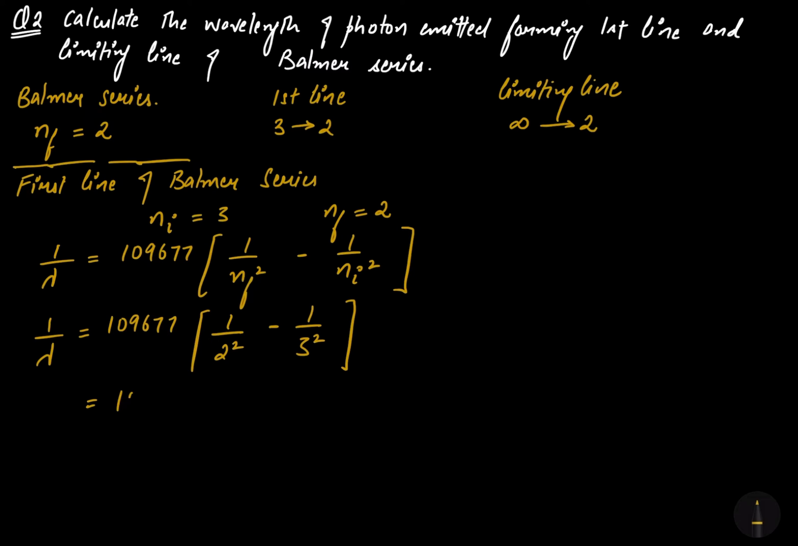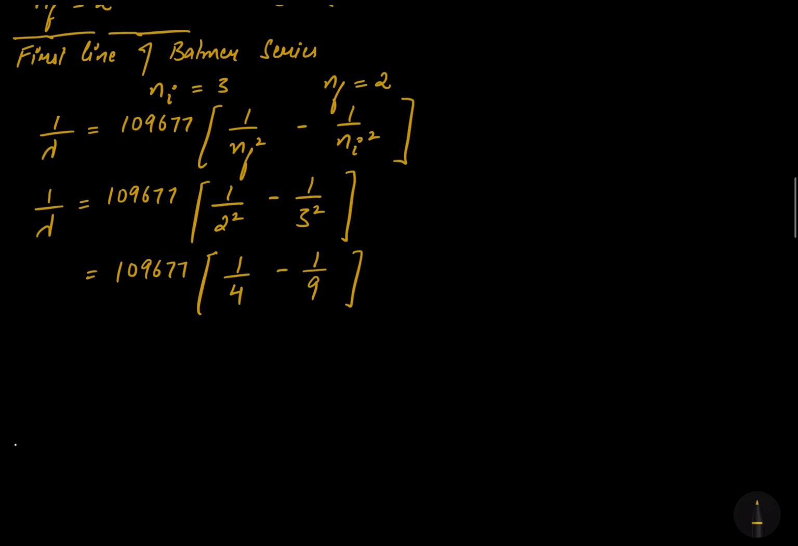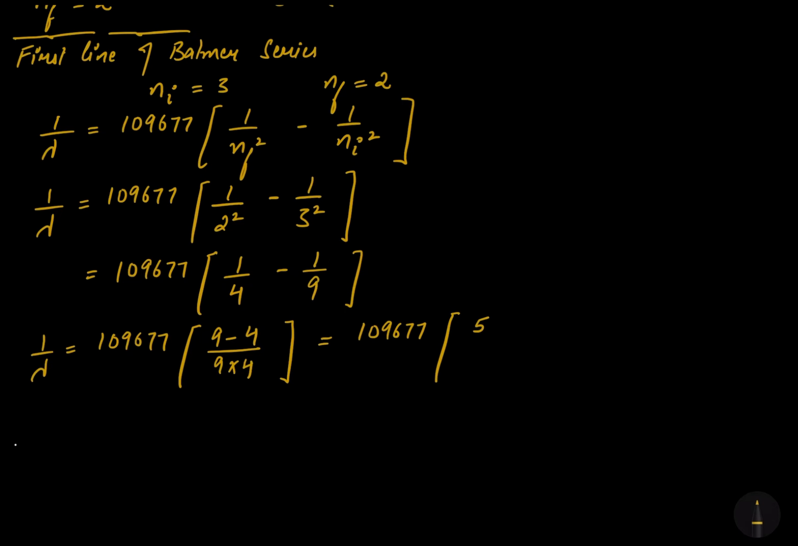It comes out to be 109677 into 1 by 4 minus 1 by 9. So my 1 by lambda comes out to be 109677 into 9 minus 4 divided by 9 into 4. I have taken the LCM, and this comes out to be 109677 into 9 minus 4 is 5, and 9 into 4 is 36.